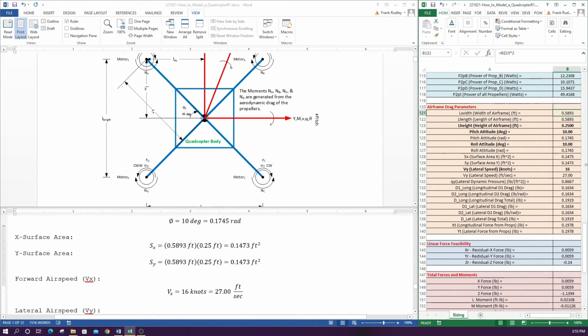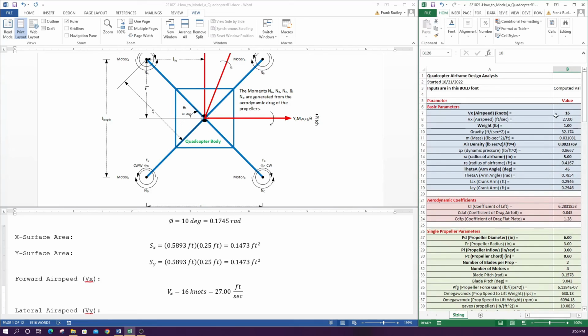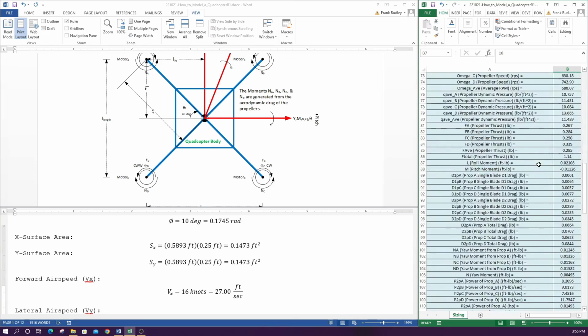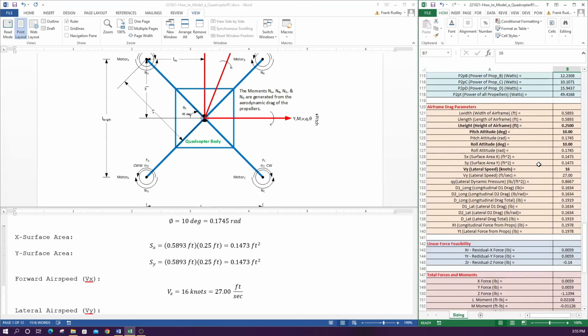So there's some surface areas. So this is an input, or roll and pitch attitude. So these are just kind of guesses of what the attitude is when the aircraft is maneuvering. So we put in a forward airspeed of 16 knots over here, and that's an input to our spreadsheet. So what we're trying to do is take a quick look at the performance to try to figure out how fast can this airframe go at this pitch attitude.